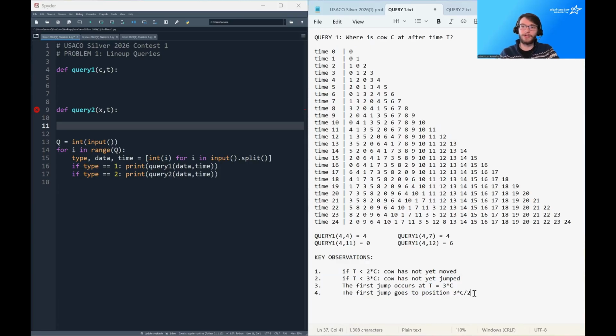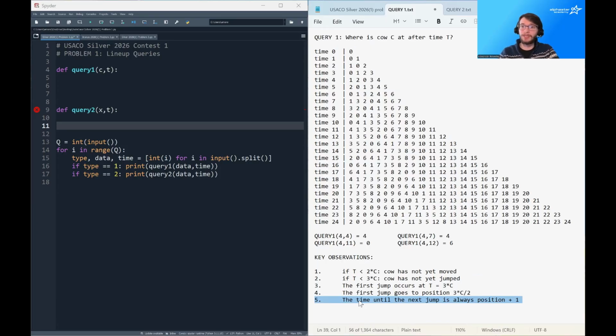And then the final observation, and the most critical observation, is that the time until the next jump is always the current cow's position plus 1 after we make it through these edge cases. So what this allows us to do, this fifth one here, is it allows us to come up with a math formula that is going to predict the amount of time until the cow jumps next.